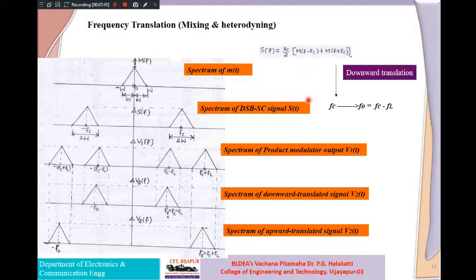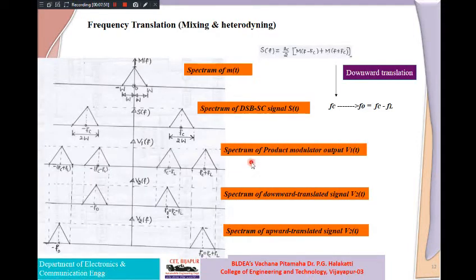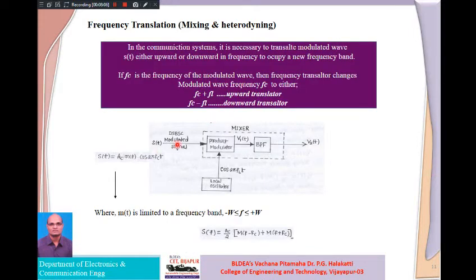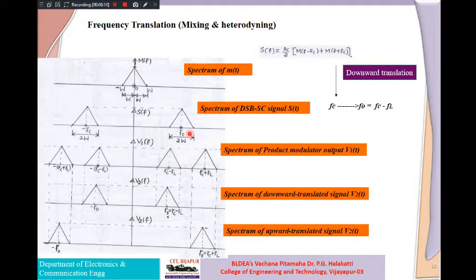Next, if you look at this block diagram, V1(t) is what we are getting, that is the output of the product modulator. This one is your s(t), the DSB-SC signal that we will be giving as input. This s(t) has double sideband, sorry, we'll have two sidebands here with suppressed carrier.